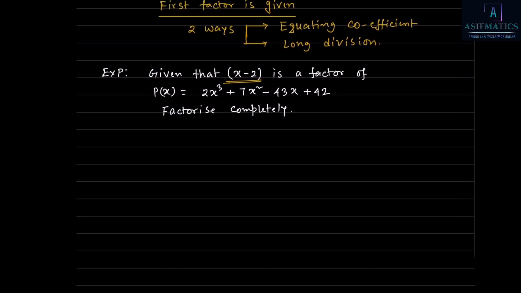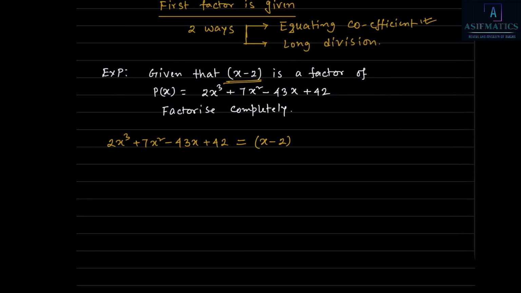So we will first do the equating coefficient method to solve this factorization case. Because we already know one factor, what we do is write the polynomial here: 2x cube plus 7x square minus 43x plus 42. Then we put equals to and write the first factor, x minus 2, here.